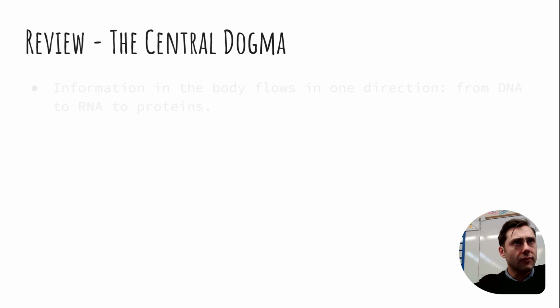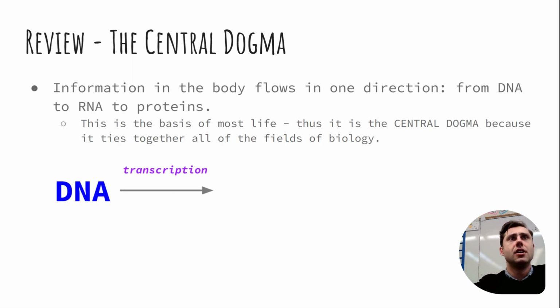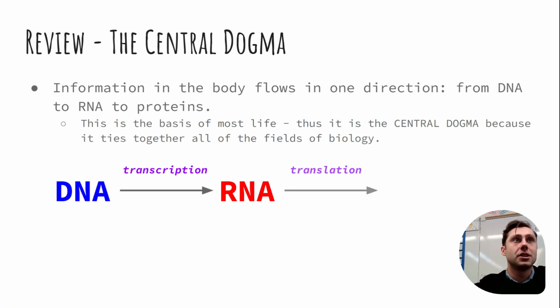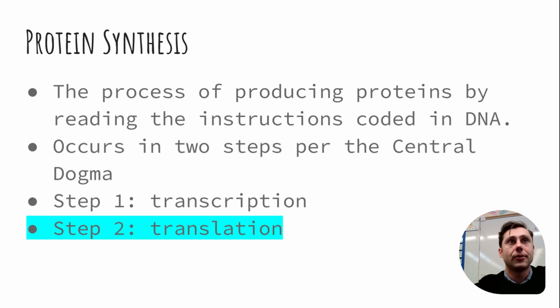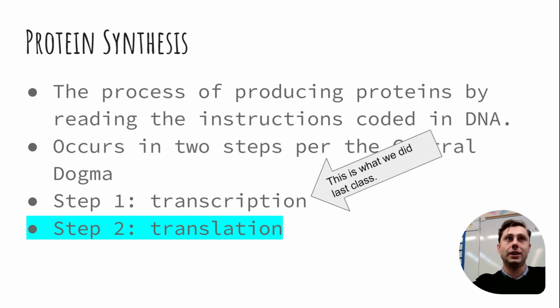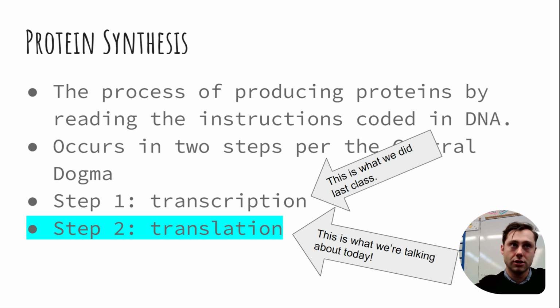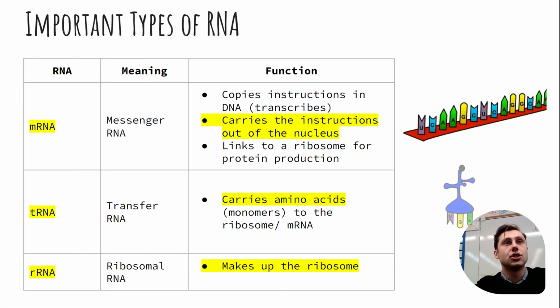We talked about this last class, central dogma. DNA goes to RNA. That's what we did last class. Now we've got RNA, so we have to talk about translation, going from RNA to protein. If you don't like the words I just said, check this out in visual form. Last class we talked about transcription, and today we're going to talk about translation.